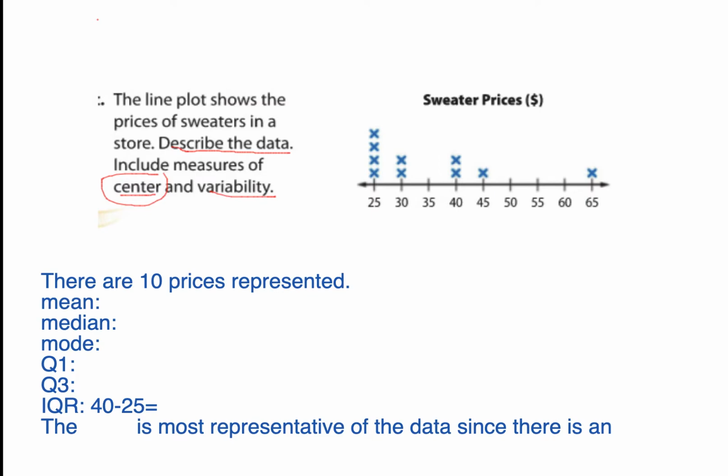Today we're going to be talking about the line plot and what it shows and the information that it can give you. So the line plot shows the prices of sweaters in a store. Describe the data.